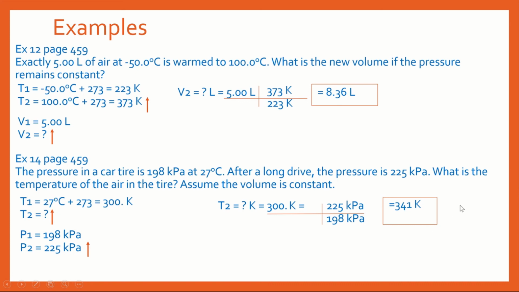Sometimes I might ask you to convert it from Kelvin back to degrees Celsius. If you do, not a big problem. Just subtract 273 to get to degrees Celsius.